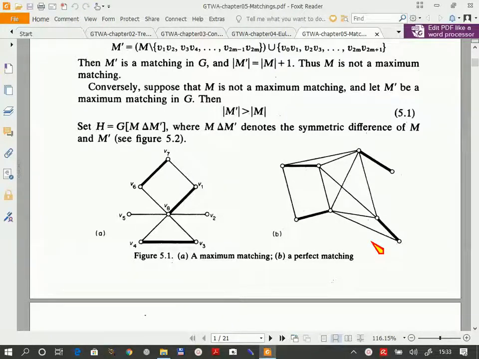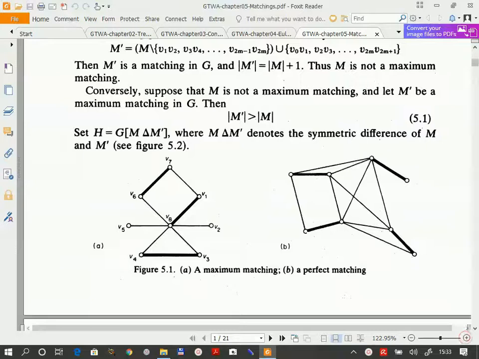But it is not maximum. Why? Because it has 3 edges, while that perfect matching there has 4 edges, okay? So please keep in mind this difference, okay, between maximum and maximal. All right. That's my pictures. Okay.